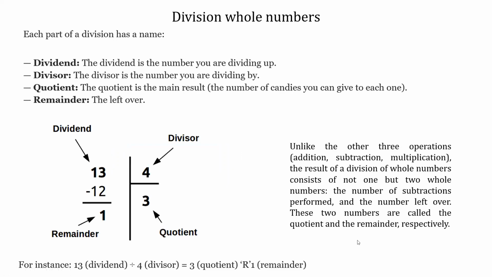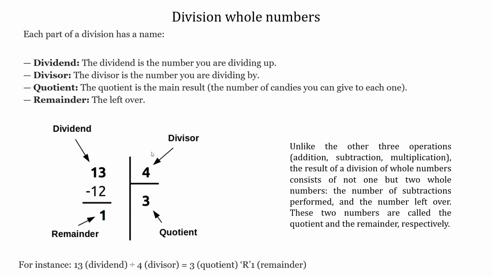So next, our operation is division. Each part of division has a name. Dividend. The dividend is the number you are dividing up. Divisor. The divisor is the number you are dividing by. Quotient. The quotient is the main result, and the remainder is the leftover.